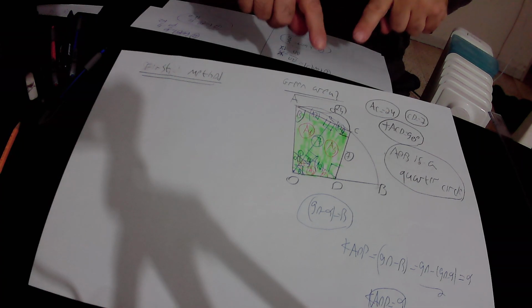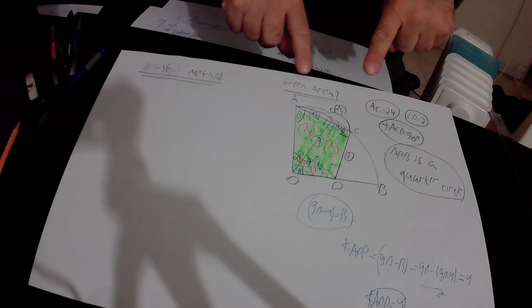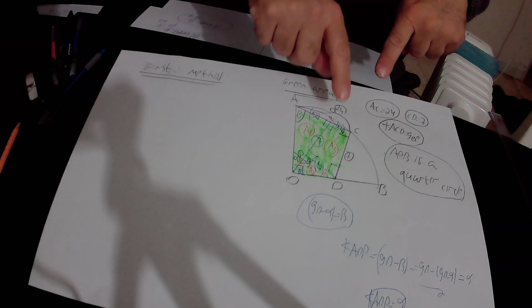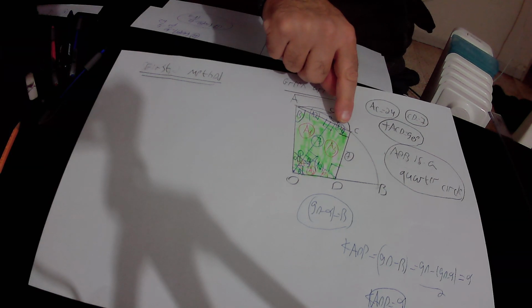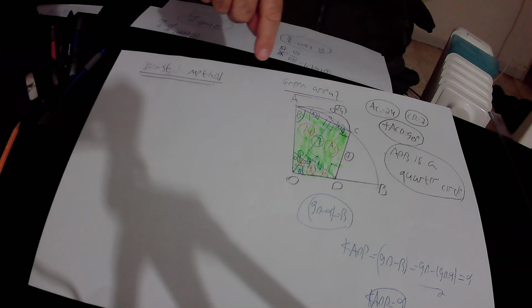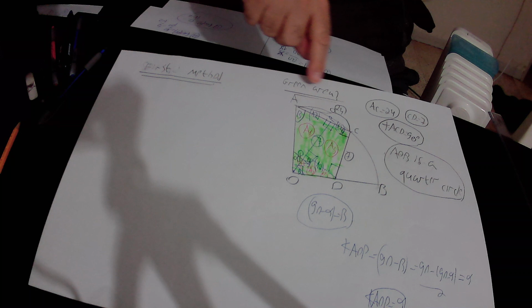In addition, you know that side AC of the quadrilateral is equal to 24 units in length, side CD equals to 7 units in length, and this angle ACD equals to 90 degrees. Again, our mission is to find out the area of the green quadrilateral ACOD.